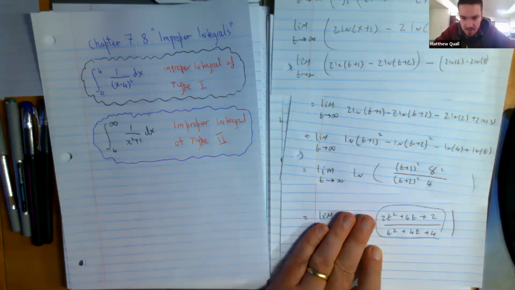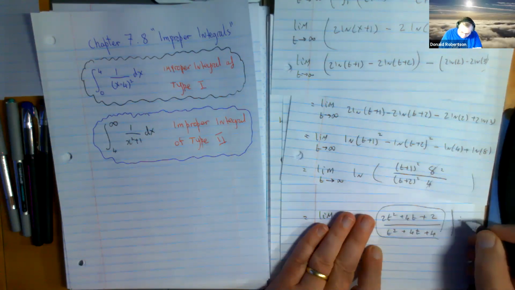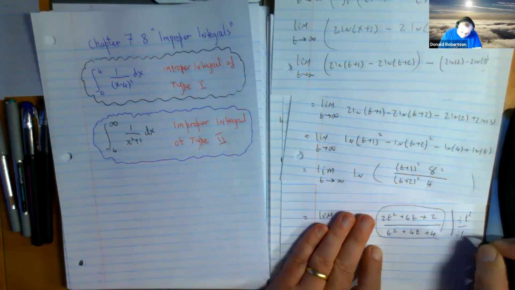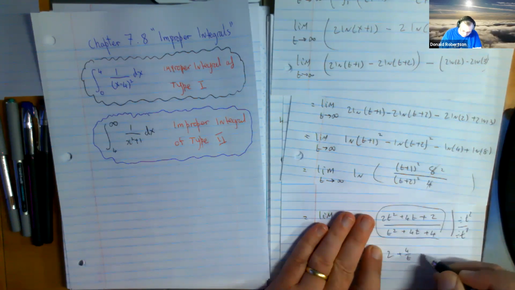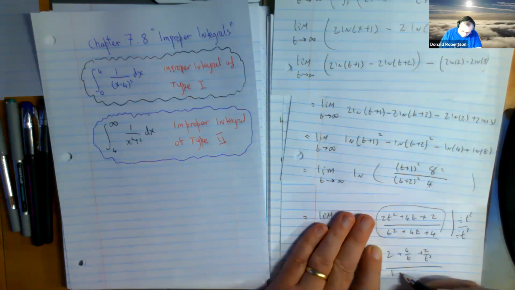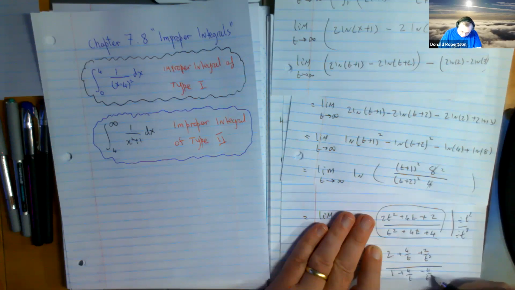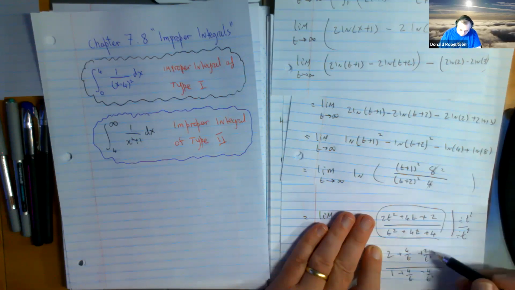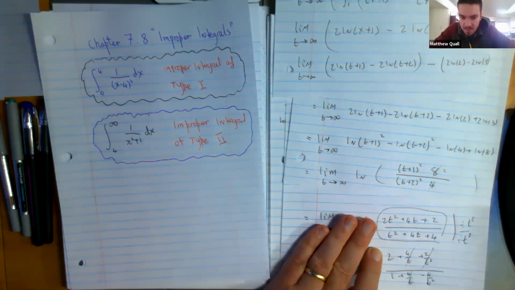Is it the one where you divide by t squared? Yeah, that one will do. So if you divide everybody in the top and the bottom by t squared, this becomes 2, this becomes 4 over t, this becomes 2 over t squared, this becomes 1, this becomes 4 over t, and this becomes 4 over t squared, and then you make t go infinite and they go to zero and you're left with 2. Okay, that makes sense.